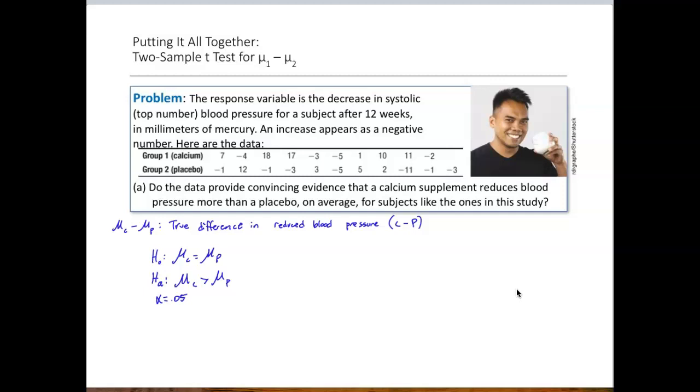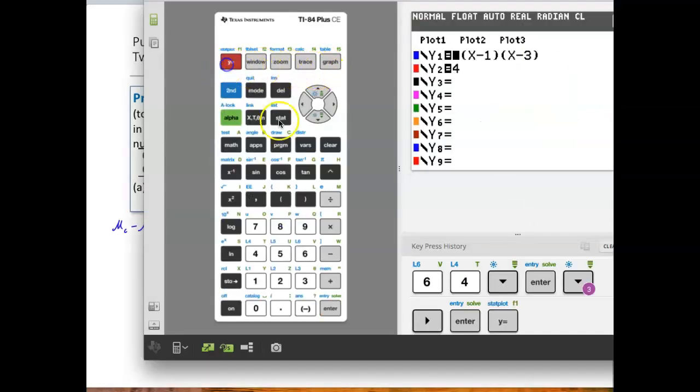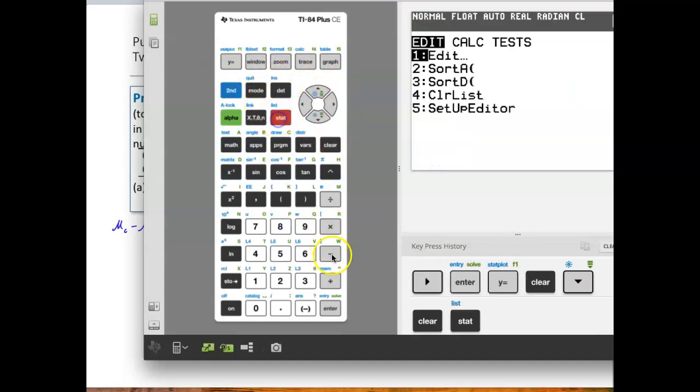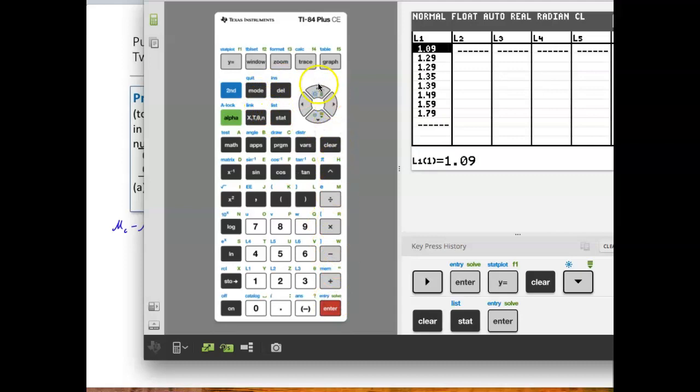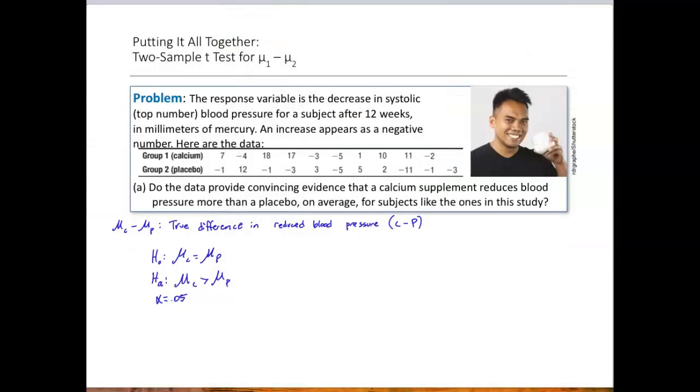Now we have to enter these data into lists anyway. I won't make you draw out the box plots, but let's just make sure we all know how to do parallel box plots. So go ahead and enter the data into list 1 and list 2 in your calculator. So stat edit. And hold on, I'll move my calculator. So in list 1 we want calcium, and list 2 we want placebo.